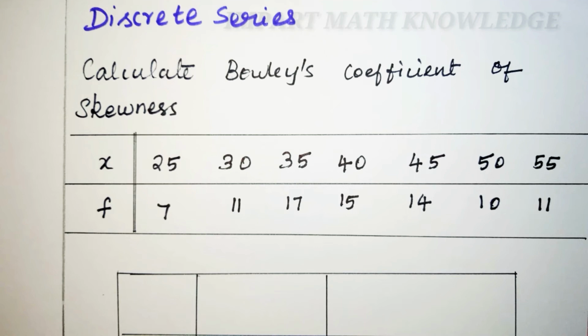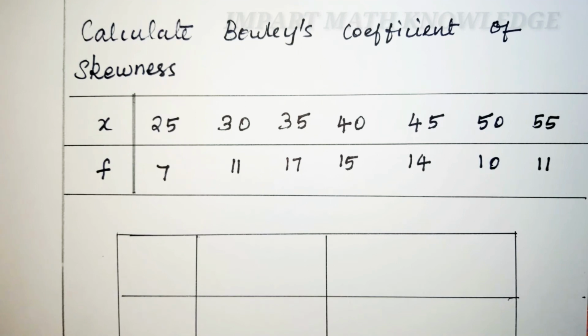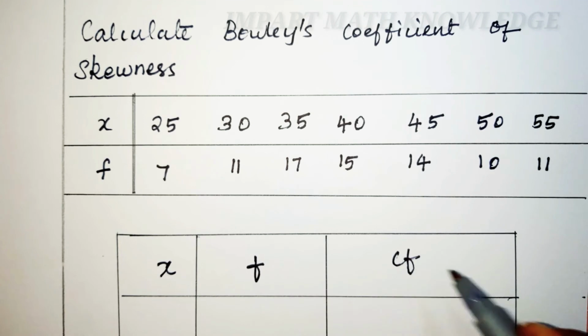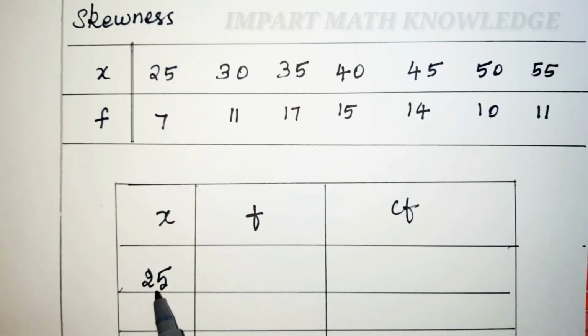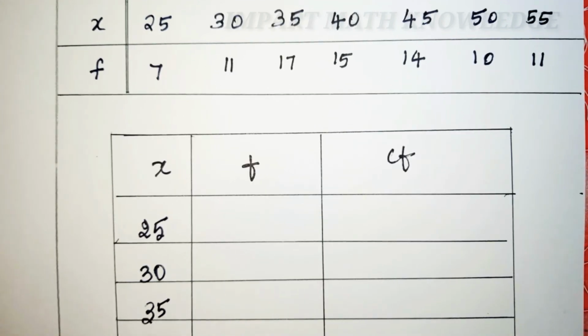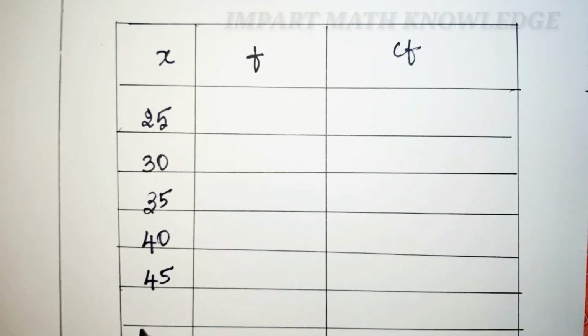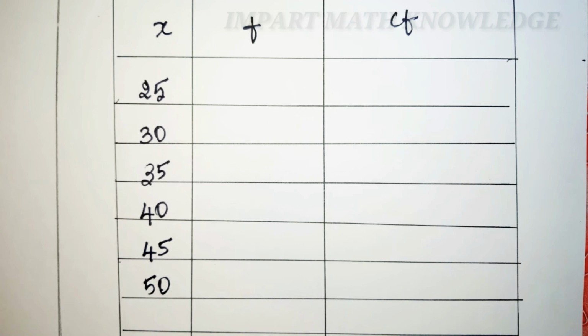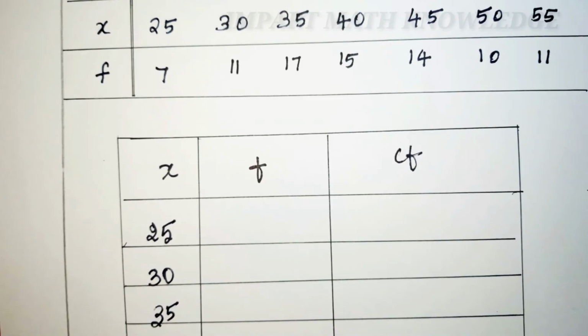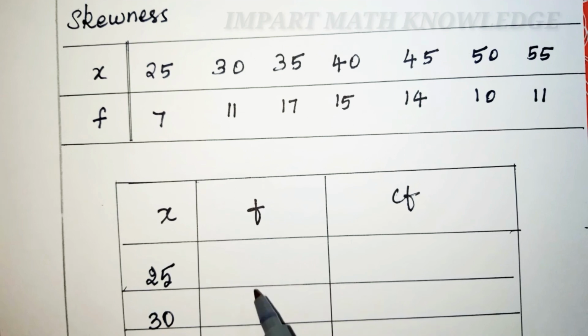Next one, discrete series. In the discrete series, for finding quartiles and median, we have to find the cumulative frequency first. Let me write the values x, f and cumulative frequency. X values are 25, 30, 35, 40, 45, 50, 55.